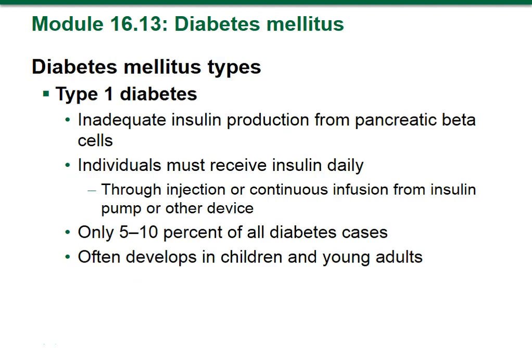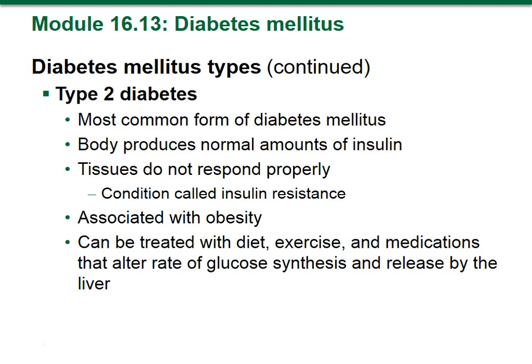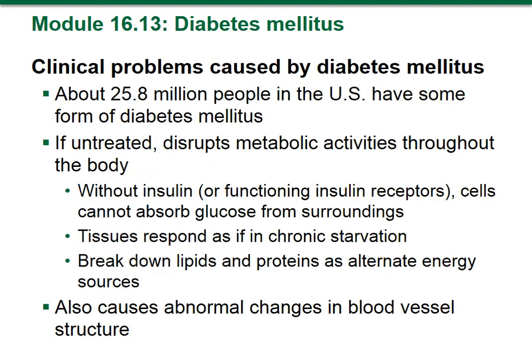Type 1, in this case, you have inadequate insulin production by your pancreatic beta cells, as I've already said. So you have to receive insulin daily through injection or some kind of infusion. But it's only 5 to 10% of cases. This is often going to develop in children or young adults. Type 2 is the most common. You produce enough insulin, it's just that your tissues don't respond to it. And we will treat with diet and exercise and certain medications. About 25.8 million people in the U.S. have some form of diabetes mellitus.